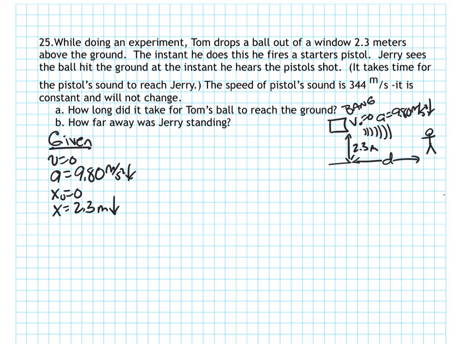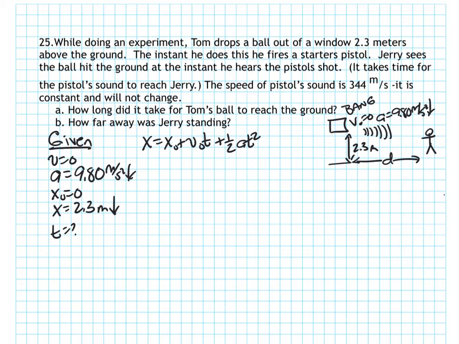And first question, how long did it take for Tom's ball to reach the ground? So I'm looking for time to begin with. So I need an equation with v, a, x, and t in it. I'm looking for t. So that's going to be x equals x naught plus v naught t plus 1/2 a t squared. Now I can simplify this a little bit.